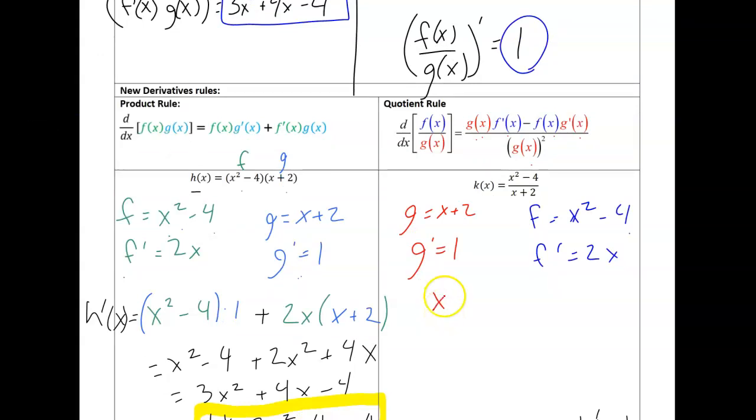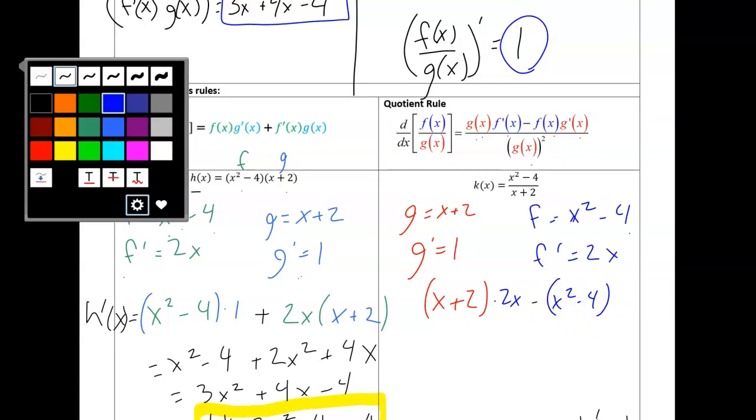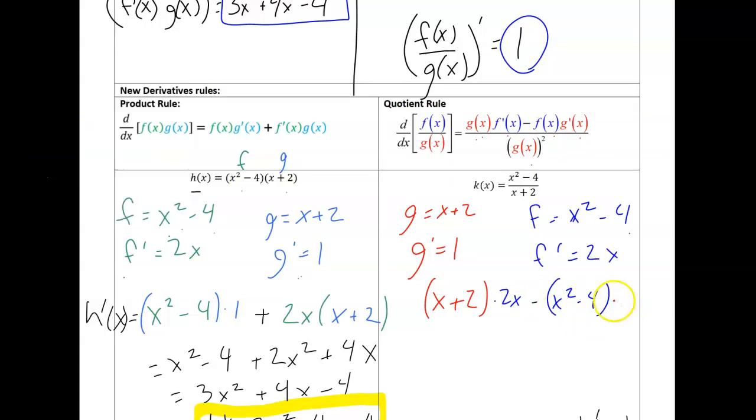So g is x plus 2 times f prime, 2x, minus f, which is x squared minus 4, times g prime, which is 1, all over x plus 2 squared. And that is my derivative k prime.